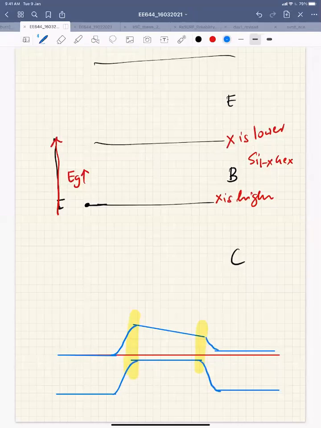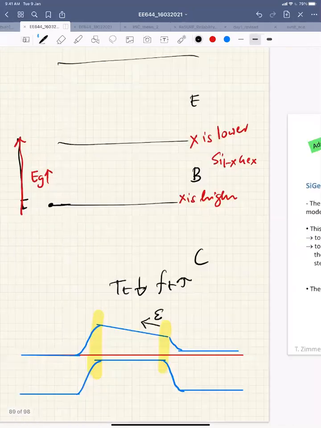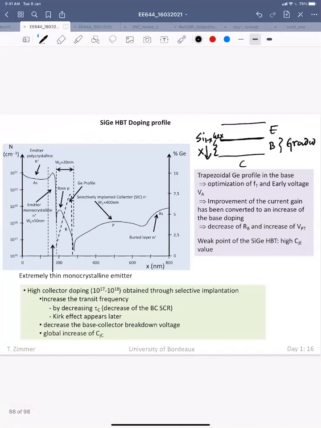If I do that, what will happen? I am automatically creating an electric field, and it will also reduce the transit time and increase the FT. This technique is used in HBTs, the heterojunction bipolar transistor. That's what is shown here. So you see, there is a germanium profile.